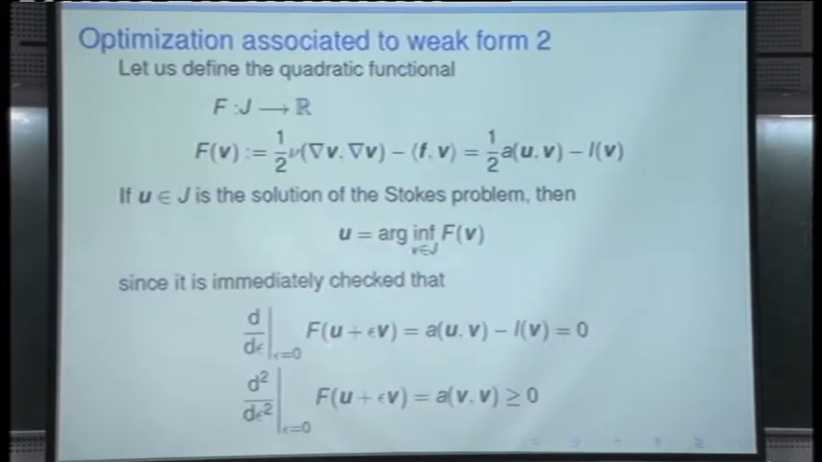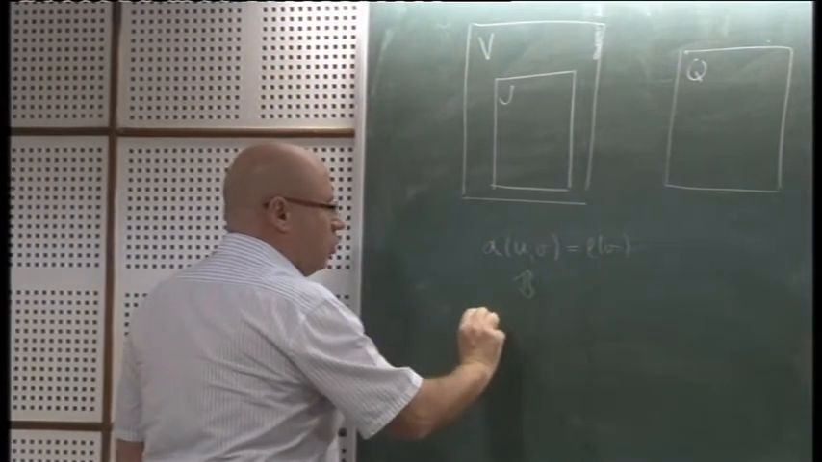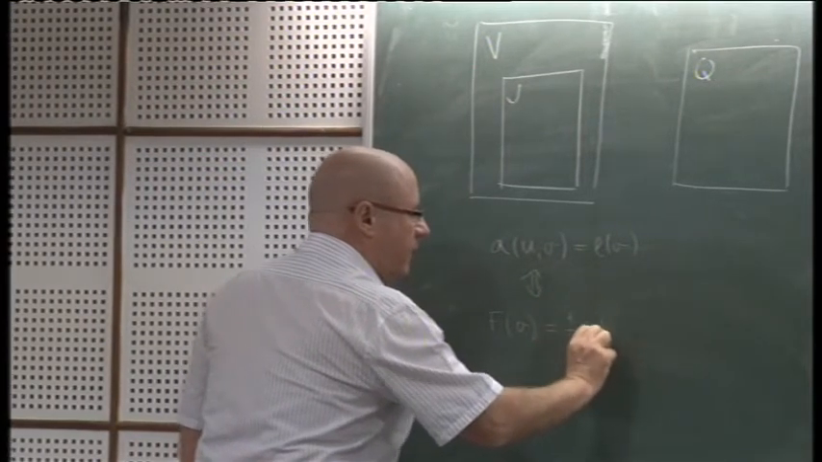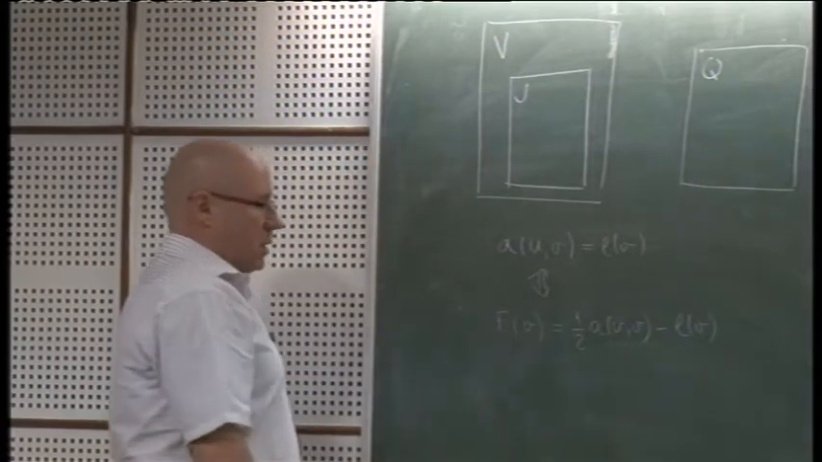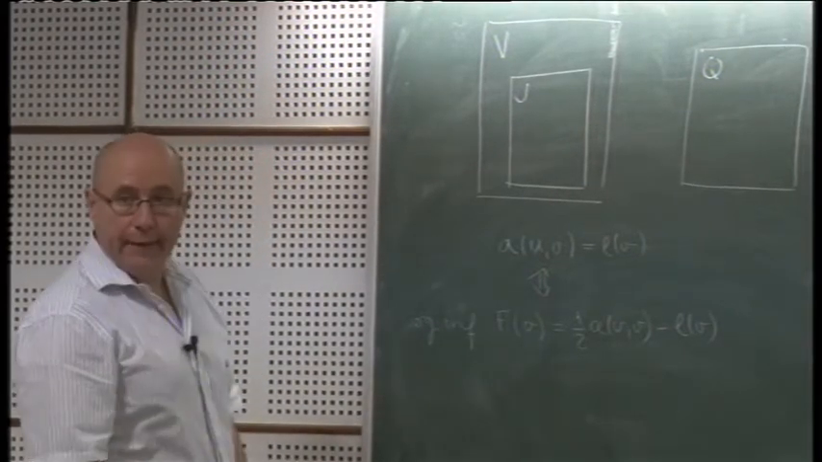Well, we have to fix u, and take an arbitrary function of the form u plus epsilon times another arbitrary function. So, what do we have to do to check that u is the optimal, the minimum? We have to check that that function, which now is a function of epsilon, has derivative 0 at epsilon equal to 0. You understand what I mean? So, look, we have A(u,v) equals L(v), and I'm saying that solving this problem is equivalent to minimizing the functional F(v) equal 1/2 A(v,v) minus L(v). How do you check that?